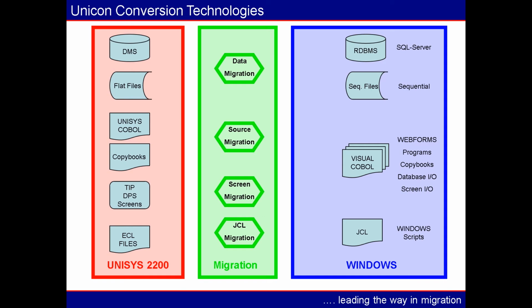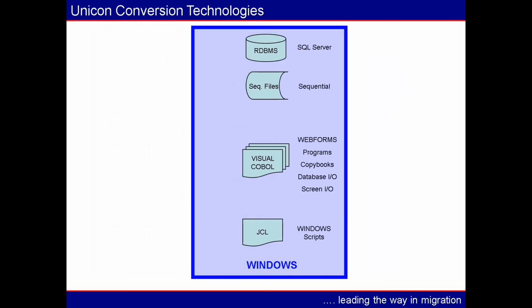The appropriate code and data converters that will perform the required conversion work for these particular component sets will be selected from the large inventory of Unicon converters. The Unisys code and data will be read by the Unicon converters, and the converters will generate the Windows code and data components that were chosen by the customer. The migrated applications are now true Windows applications constructed using the customer's chosen components.